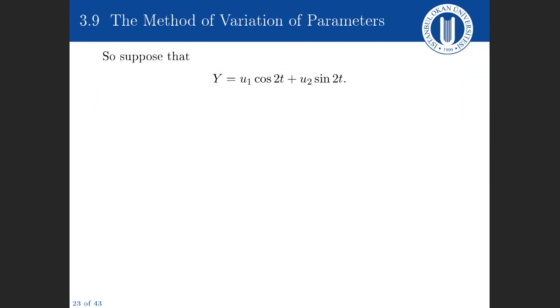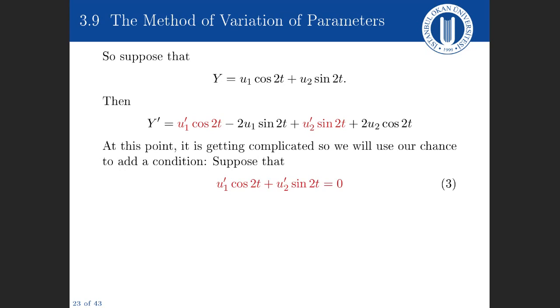So, let's suppose we make the guess, capital Y is u1 cos 2t plus u2 sine 2t. And let's suppose we differentiate it. We get Y prime is u1 prime cos 2t minus 2u1 sine 2t plus u2 prime sine 2t plus 2u2 cos 2t. Now, at this point, it's getting complicated. We have four terms already. When we differentiate, we're going to have lots of terms.